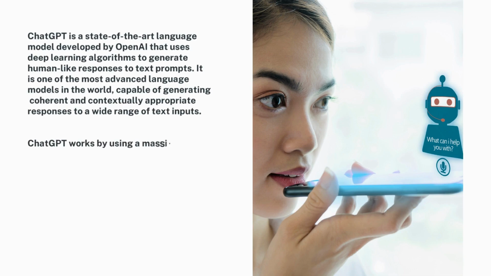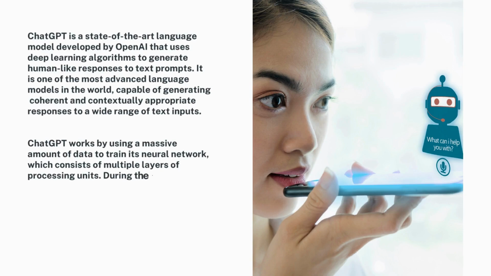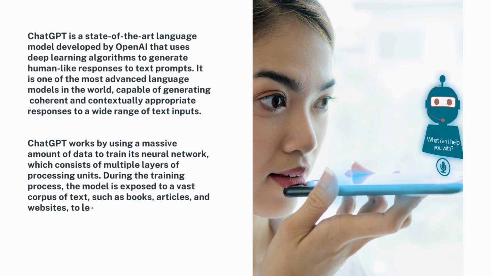ChatGPT works by using a massive amount of data to train its neural network, which consists of multiple layers of processing units. During the training process, the model is exposed to a vast corpus of text, such as books, articles, and websites, to learn the patterns and structure of human language.